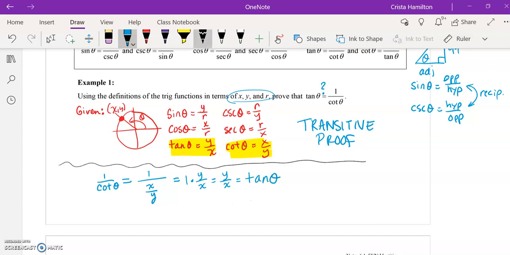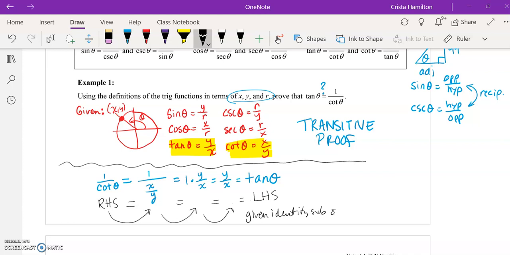And do you see how we have our right-hand side of our equation? We have a string of equals. This is the transitive part. And then we have our left-hand side of the equation. And the rule is that from each step as you move along in your proof, what you are allowed to do is a given identity substitution or legal algebra. Those are the things that you are allowed to do to prove it.